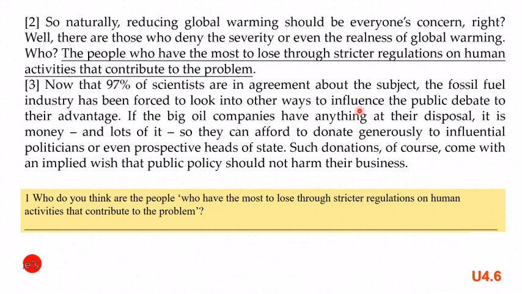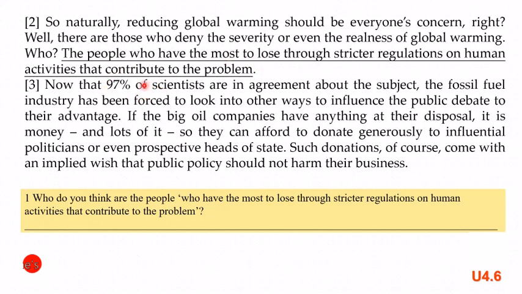Okay, time's up. We can look at these two paragraphs. So we are saying that reducing global warming is everyone's concern. There are those who deny the severity. That means there are some people who deny the problem is very serious. Who are they? So the people who have the most to lose.